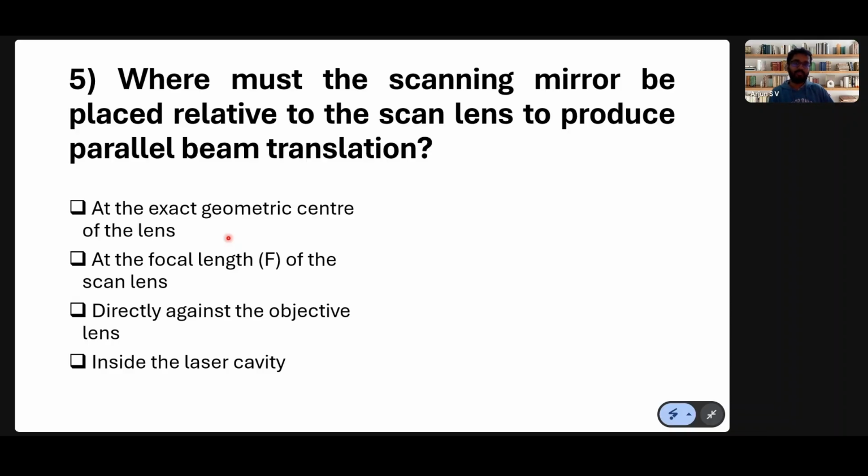So if you want to produce a beam which is parallel, then we should be keeping the mirror at the focal length of the scan lens. So the correct option is option B.